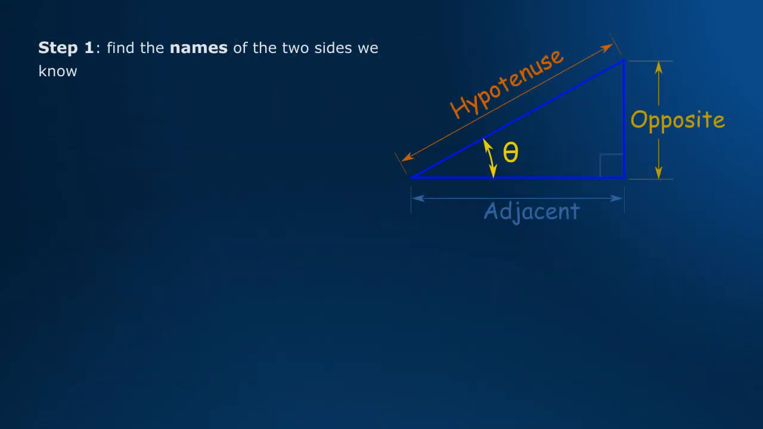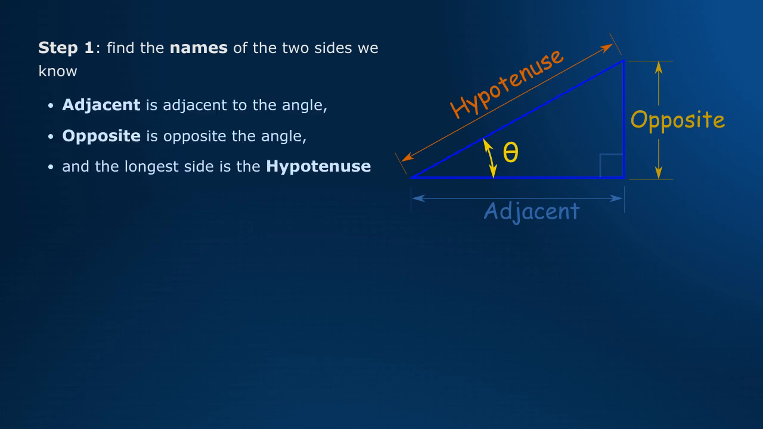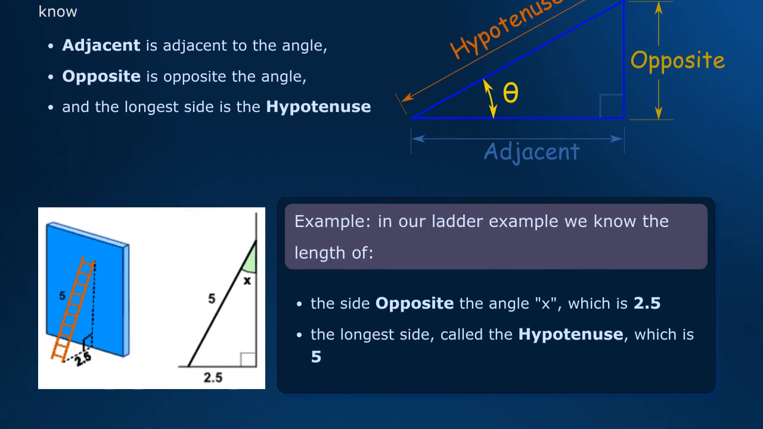Step 1. Find the names of the two sides we know. Adjacent is adjacent to the angle, opposite is opposite the angle, and the longest side is the hypotenuse. In our ladder example, we know the length of the side opposite the angle x, which is 2.5. The longest side, called the hypotenuse, which is 5.